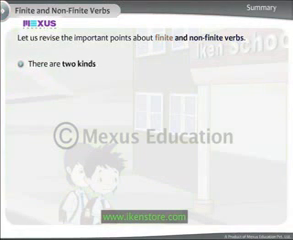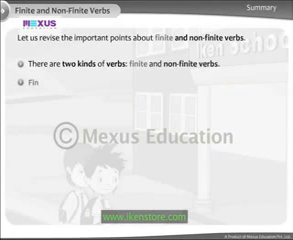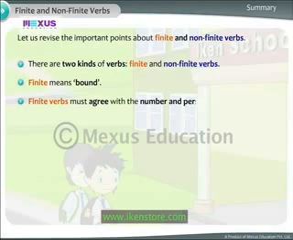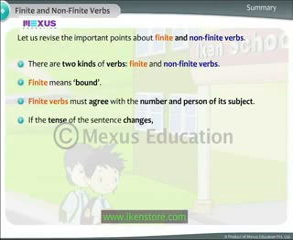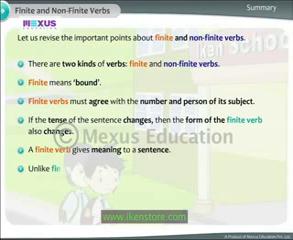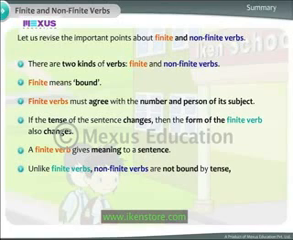There are two kinds of verbs, finite and non-finite verbs. Finite means bound. Finite verbs must agree with the number and person of its subject. If the tense of the sentence changes, then the form of the finite verb also changes. A finite verb gives meaning to a sentence. Unlike finite verbs, non-finite verbs are not bound by tense, person, or number of the subject.